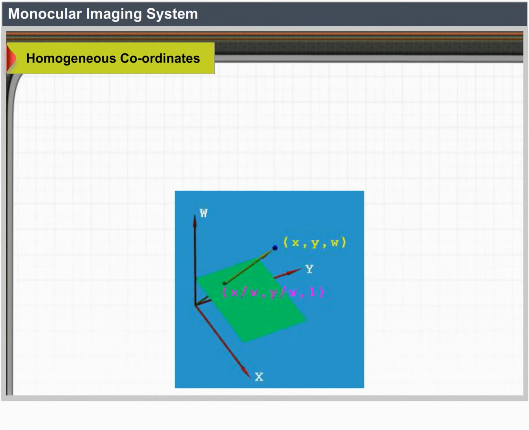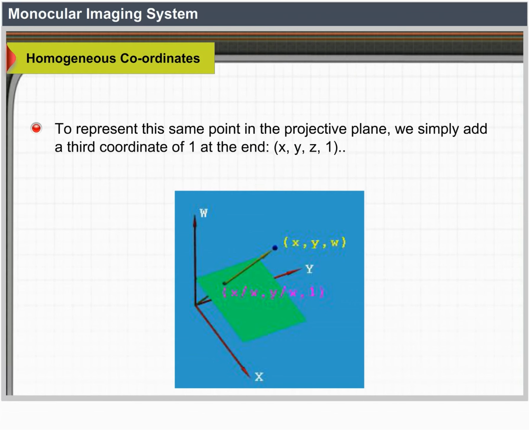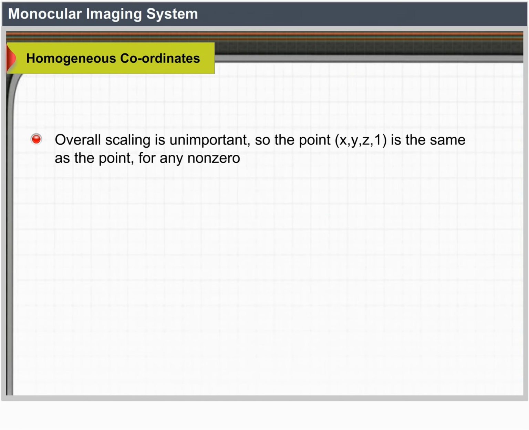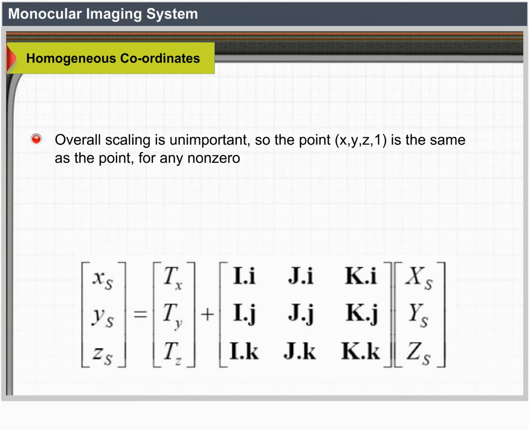Homogeneous coordinates. Suppose we have a point x, y, z in Euclidean space. To represent the same point in projective space, we simply add a fourth coordinate of 1 at the end: x, y, z, 1. Overall scaling is unimportant, so the point x, y, z, 1 is the same as the point scaled by any non-zero scalar. Please refer to the matrix of homogeneous coordinates on screen.